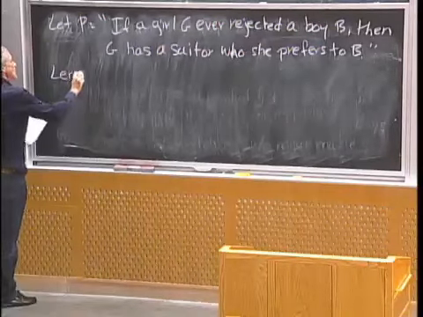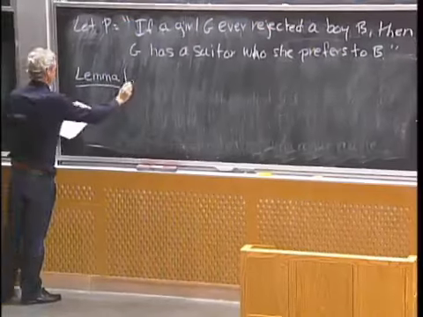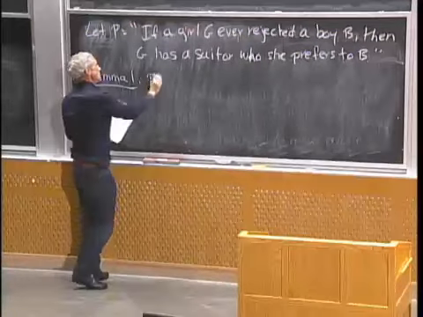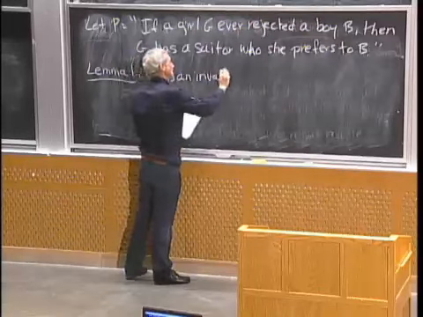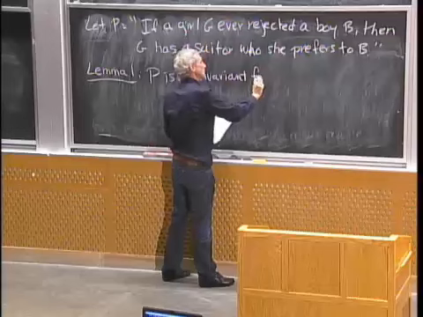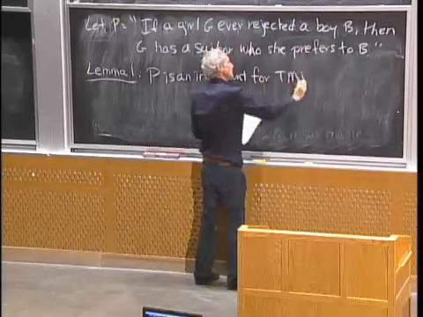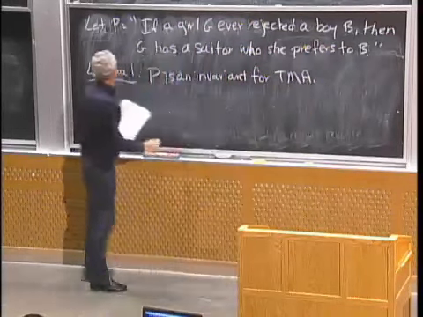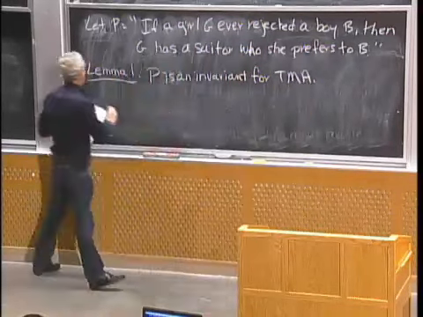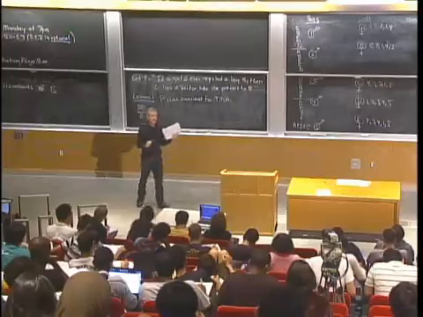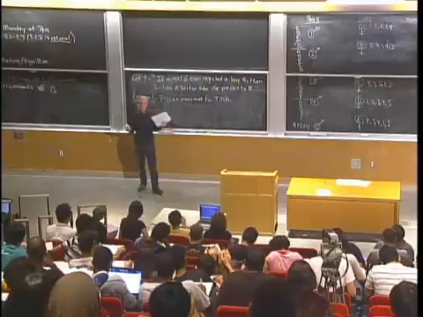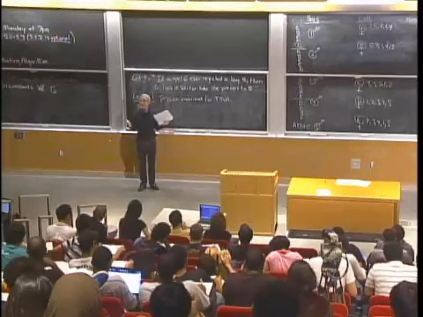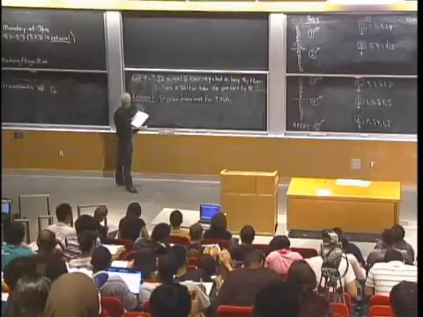So we'll do that with a lemma called Lemma 1: P is an invariant for TMA. All right, let's prove that. Now, what's the first thing you've got to prove when you're proving something as an invariant? There are two things you have to do to establish an invariant. What's the first one? Base case. Show it holds true at the beginning.